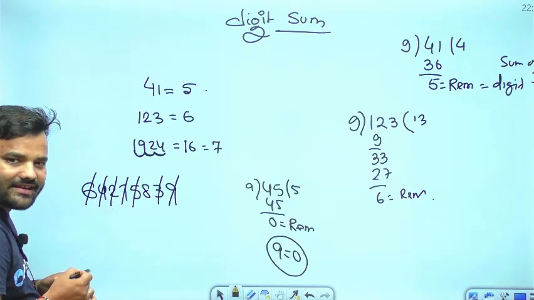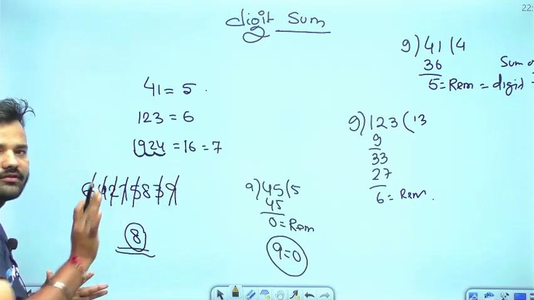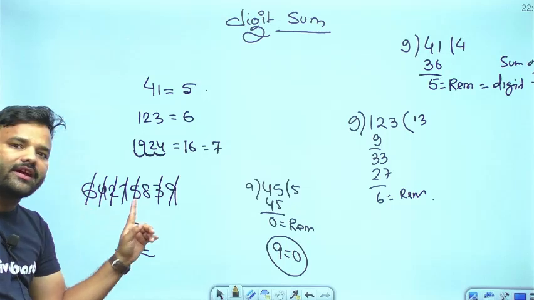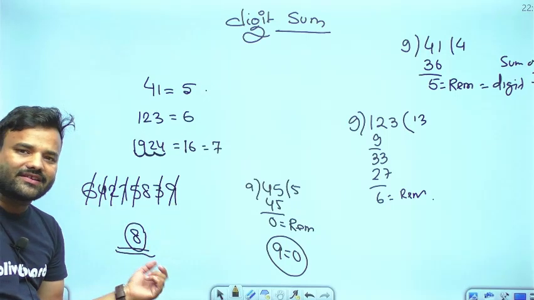2 plus 7 is 9. Yes, so the digit sum is 8. So it's for sure that when you divide this by 9, you will be getting the remainder 8. And when you add up to this, you will be getting a single digit number as 8.